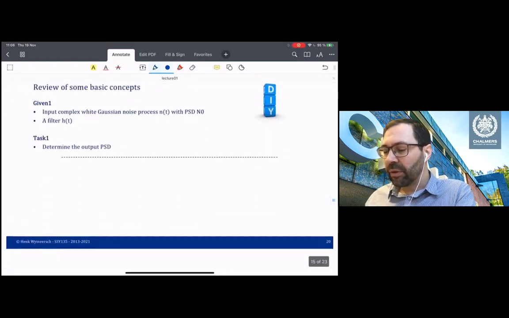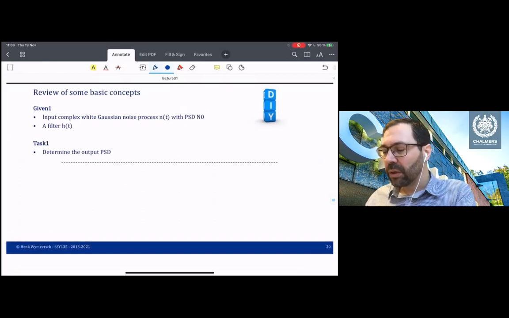Here's an example of working with random processes. Let's suppose you have a white random process n of t with power spectral density N0. So the real and imaginary parts each have half of this power spectral density. Given a filter h of t, you should compute the output power spectral density. So you can spend a minute on that, pause the video, and then return when you are ready.